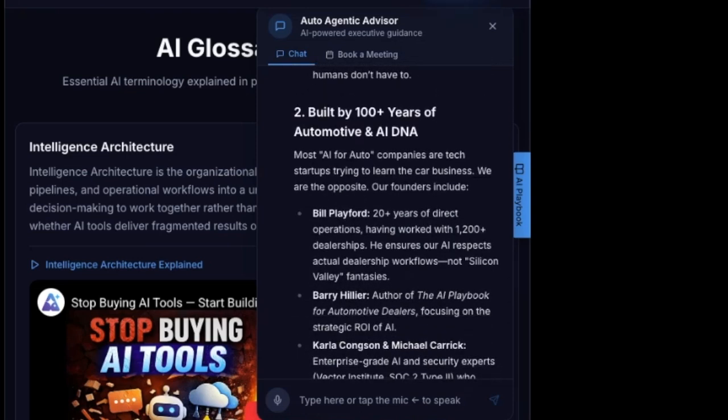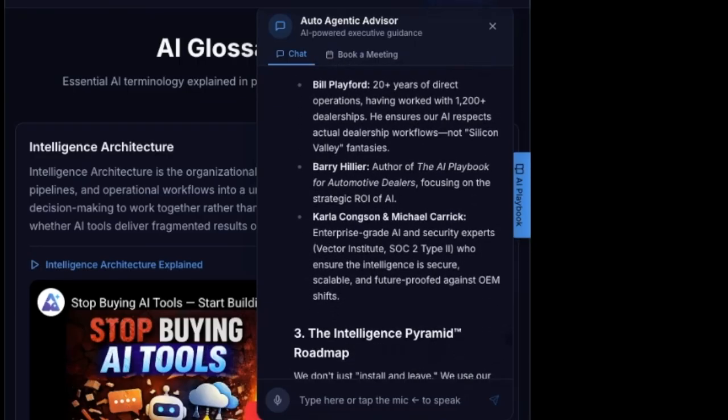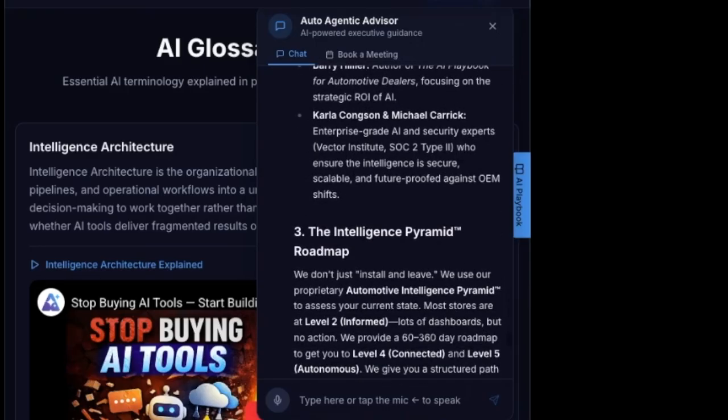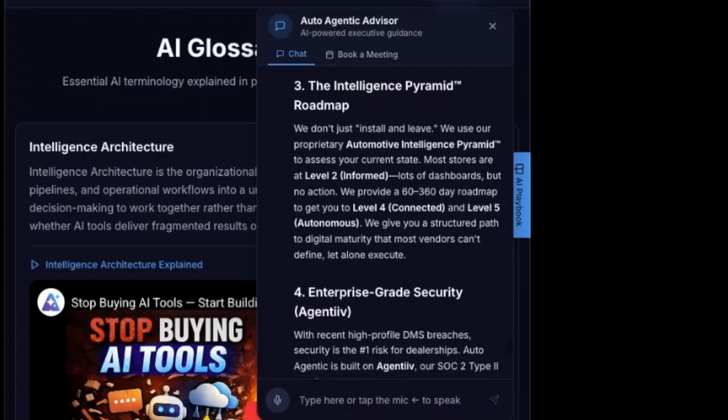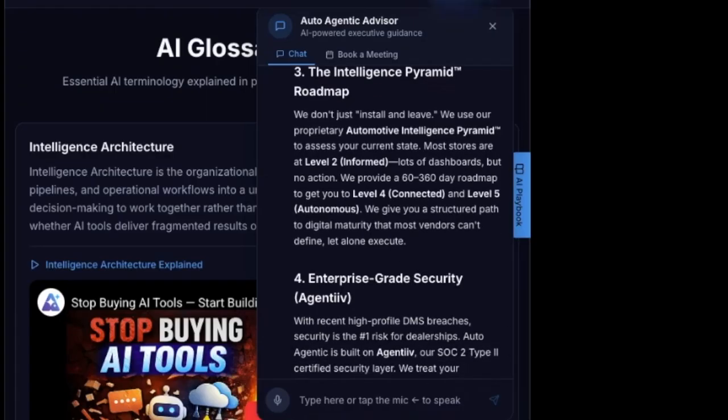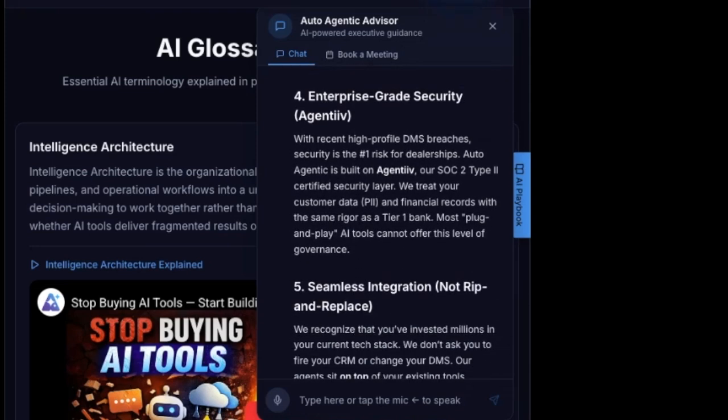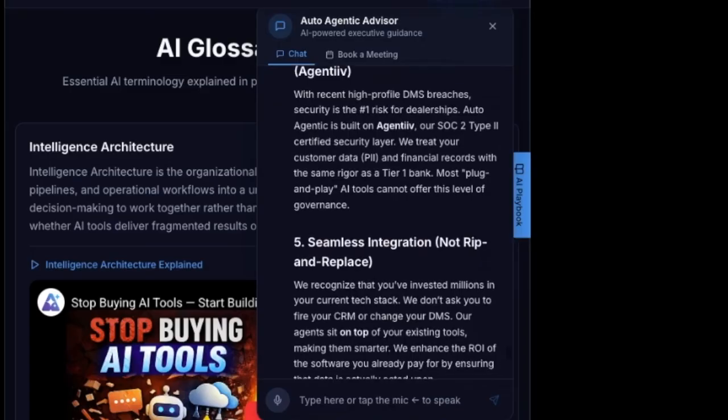Second point, built by 100 years of automotive and AI DNA. And it talks about all of the people behind Auto Agentic. The intelligence pyramid roadmap: we don't just install and leave. We use our proprietary automotive intelligence pyramid to assess your current state. Most stores are at level 2. And we provide a 30 to 360-day roadmap to get you to level 4, connected, and level 5, autonomous. We have enterprise-grade security, so a SOC 2, Type 2 certified security layer, etc.